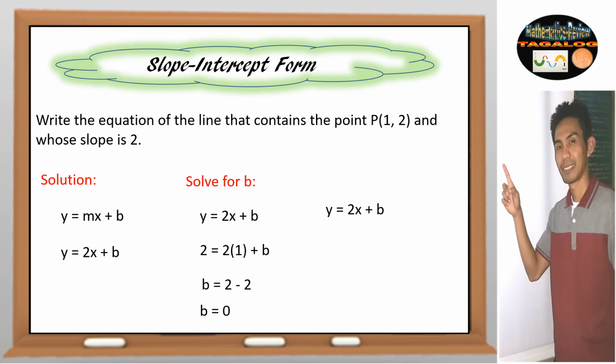So, y is equal to 2x plus b. Then, substitute 0 for b. Then, y is equal to 2x plus 0. Then, y is equal to 2x. Yan na po ang equation ng line. Y equals 2x. So, meron tayong alternative solution para sa ganitong problem.